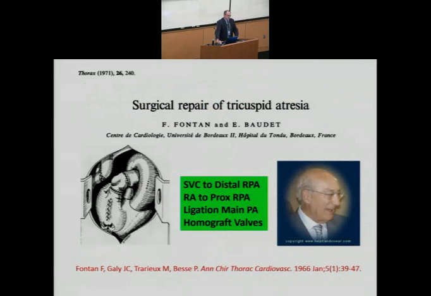So let's get back to the first operation by Fontaine. You'll notice here the ventriculized atrium that I spoke to you about. What they really did here was create this right atrium, and you can see some valves in it. They baffled the blood to go to the left pulmonary artery, and the SVC went down to the right pulmonary artery. They felt that those valves were important initially.